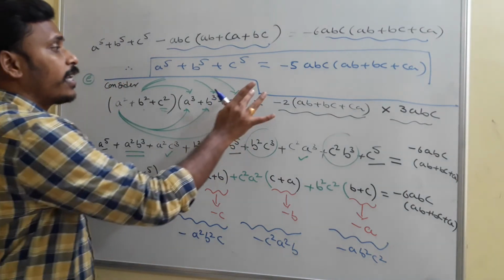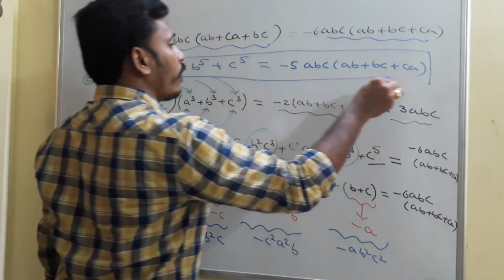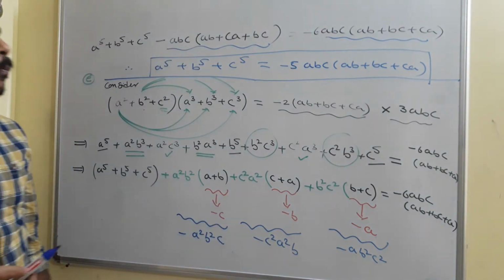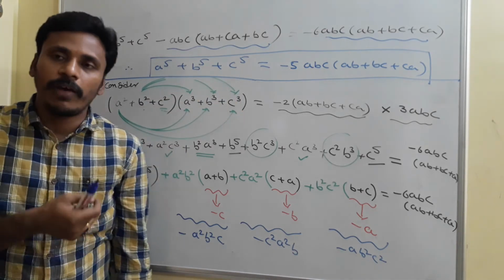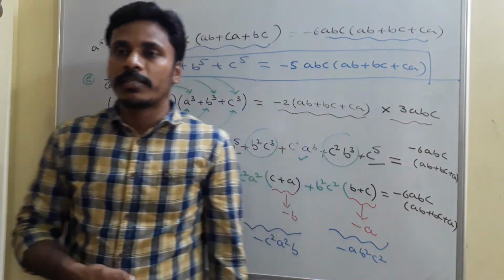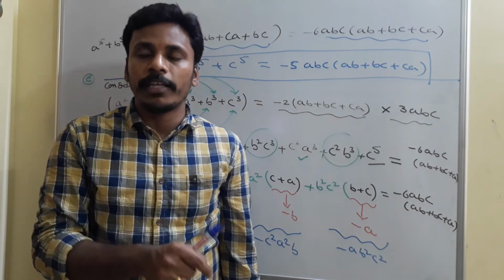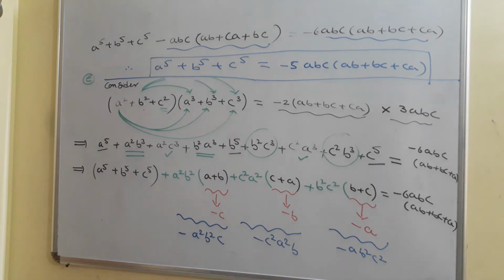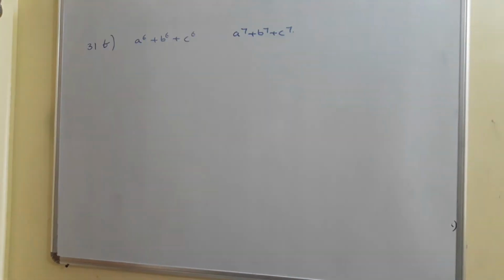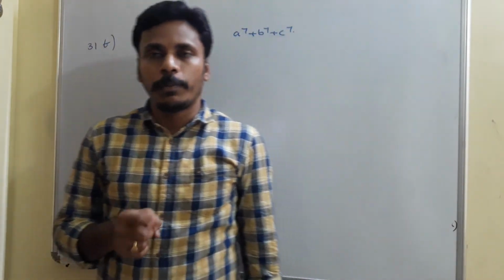How did we derive it? Just by starting with the multiplication of a square plus b square plus c square and a cube plus b cube plus c cube. With this multiplication, at the end I generated the simplified value for a power 5 plus b power 5 plus c power 5, and this whole discussion is possible only if a plus b plus c is equal to 0. Okay? Just have a look. So after a power 5 plus b power 5 plus c power 5, we need to think about a power 6 plus b power 6 plus c power 6 and a power 7 plus b power 7 plus c power 7.